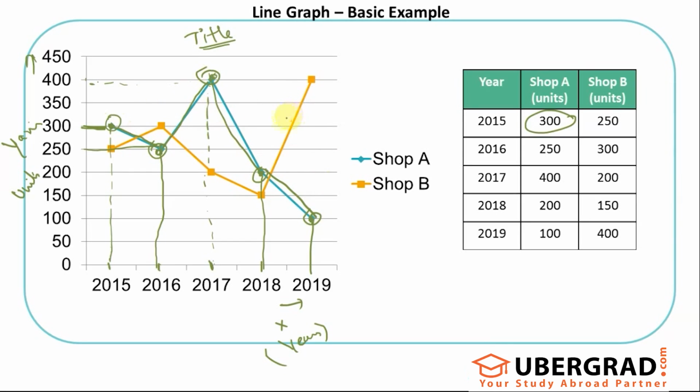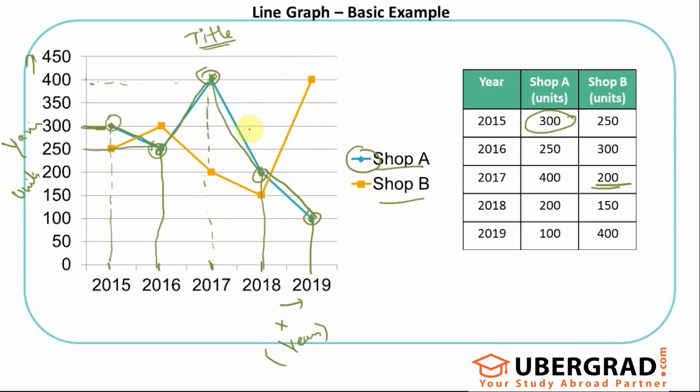If I have two different pieces of information, like shop A sales and shop B sales, you see a blue line with a blue diamond and an orange line with a square is used to depict the two different data sets. So if I ask you in 2015 how many units did shop A sell, 2015 is this, so shop A is this point, so 300. What about shop B? The square block, so that is 250. In 2017 the square block is at 200, so that means shop B sold 200 units in 2017. So that's how I read the line graph.